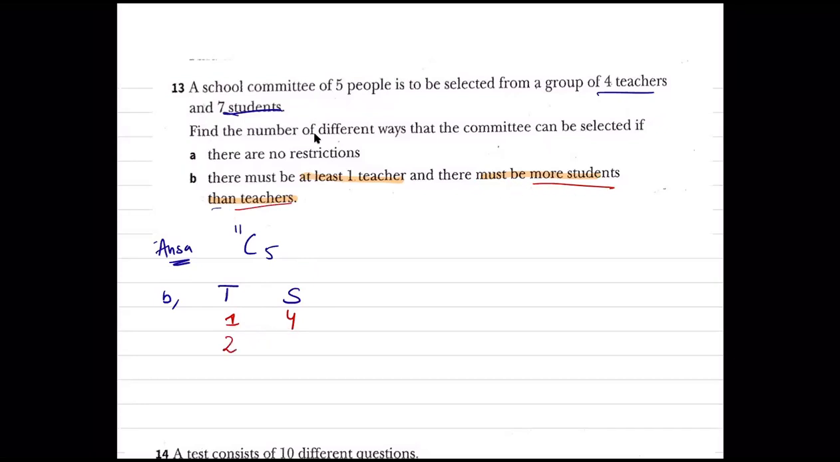Now if the number of teachers are 2, then I should be having 3 students. Can there be any other case? No, right? So out of the 4 teachers, if I select just one teacher for the first case, and out of the 7 students, I select 4 students. This is one case. The second case says, have 2 teachers in the group and 3 students in the group.